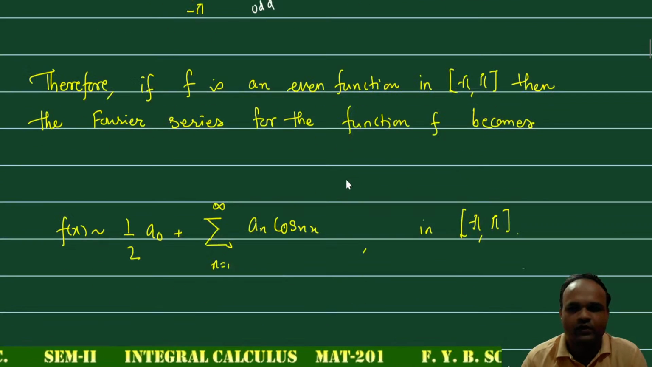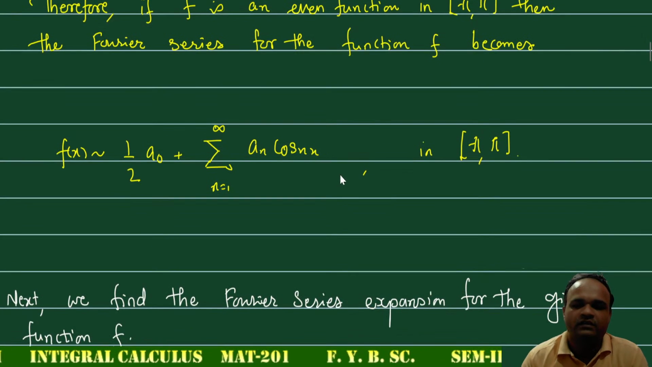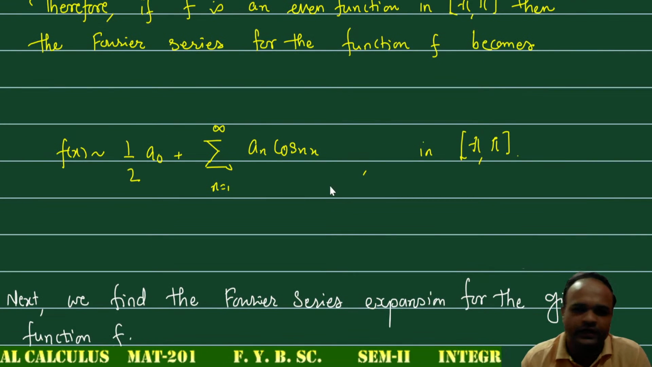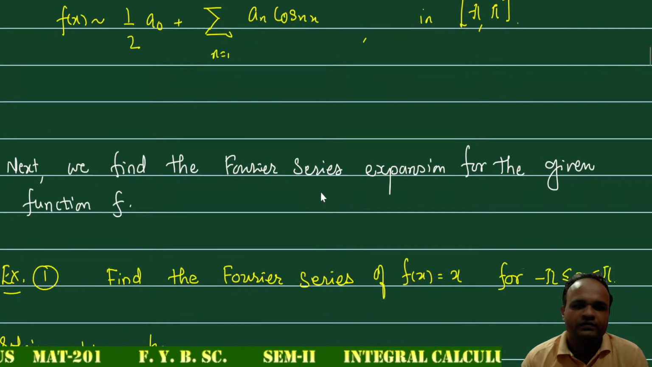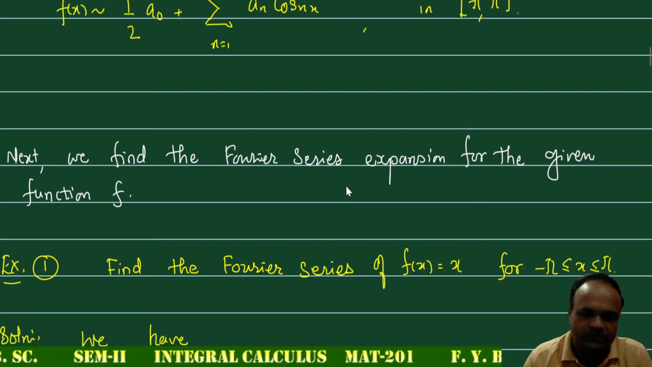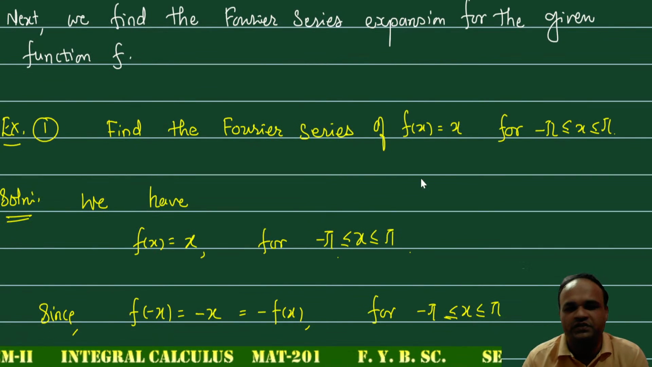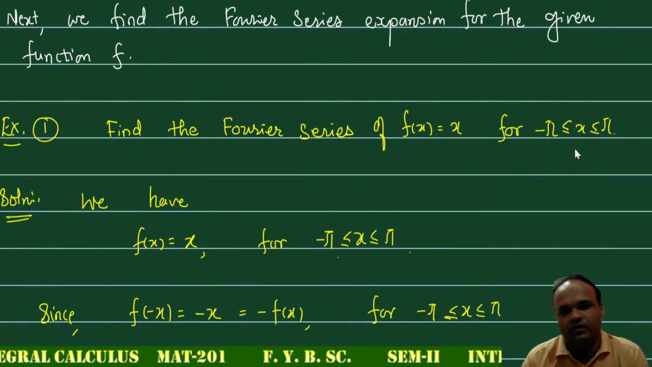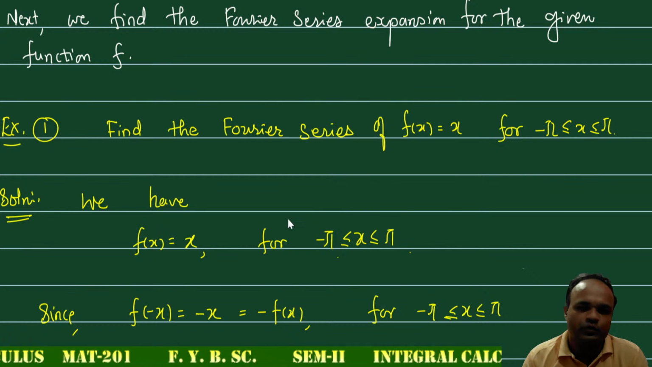Yeah. So here x is less than or equal to pi and greater than or equal to minus pi. So next we find the Fourier series expansion of some given functions. So first example, find the Fourier series of f(x) = x for x greater than or equal to minus pi and less than or equal to pi.